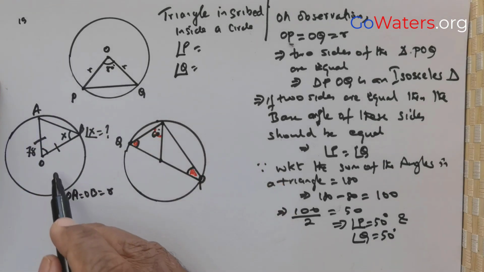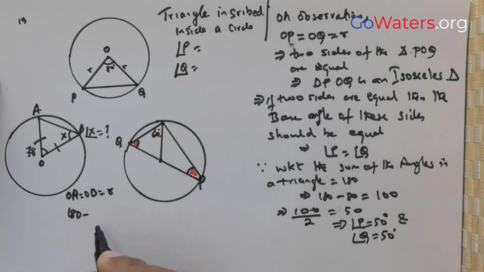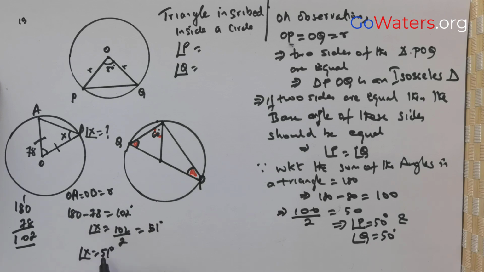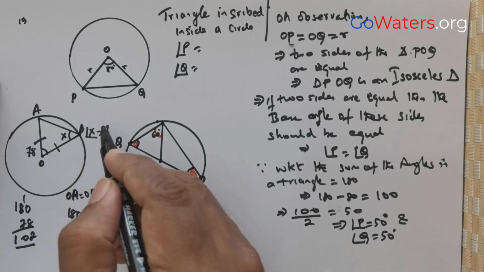So that would mean the base angles are also equal. So once the base angles are equal, it's easy that from 180 degrees we need to subtract 78 degrees, and that would give us 102 degrees. So from 180 you subtract 78, you're getting 102 degrees. Now to get angle x, it is going to be 102 divided by 2, which is 51 degrees. So angle x is 51 degrees. So that is the solution for this question.